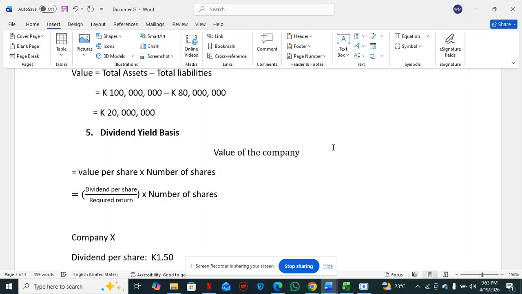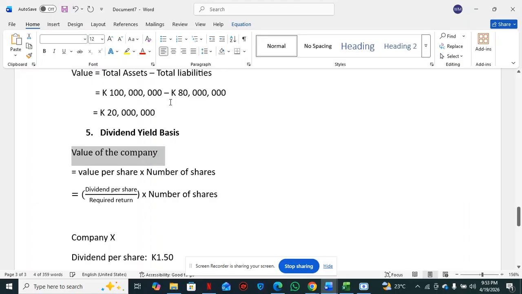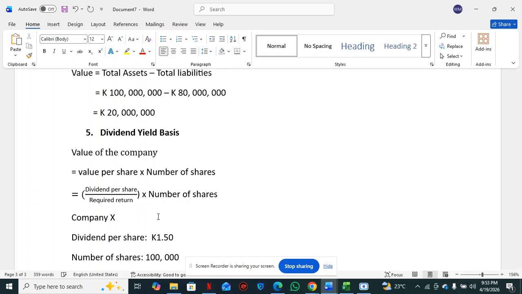So it's almost similar to the market capitalization. It's only that this time we're not using the market price. We're getting value per share using this formula, the dividend per share over the required return. The required return is the return that the investors are expecting when they invest in a company. This is how much they expect to get.